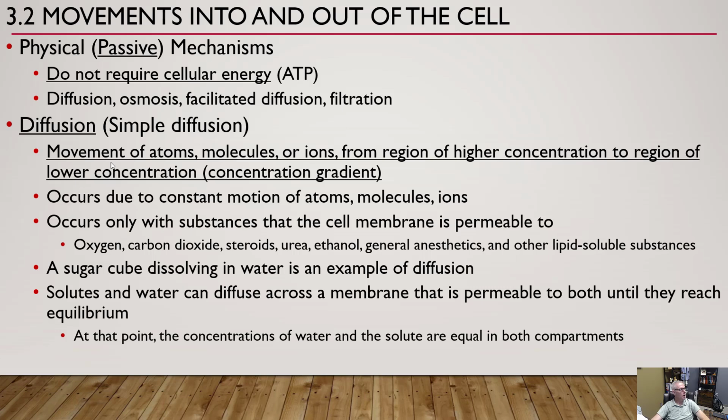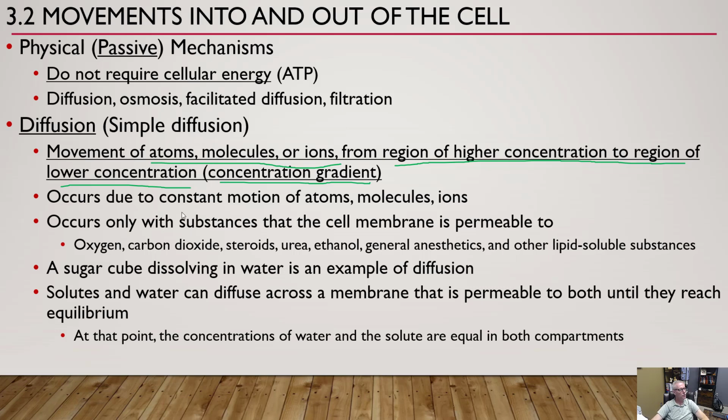So it's the movement of atoms, molecules, ions from a region of higher concentration to a region of lower concentration. So we say that we have that concentration gradient. When we go from a region of higher concentration to a region of lower concentration, we're saying we're going down the concentration gradient. Down the concentration gradient.